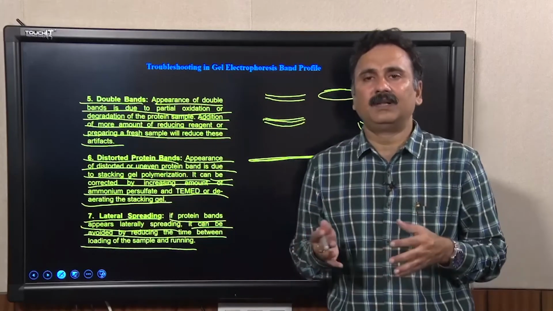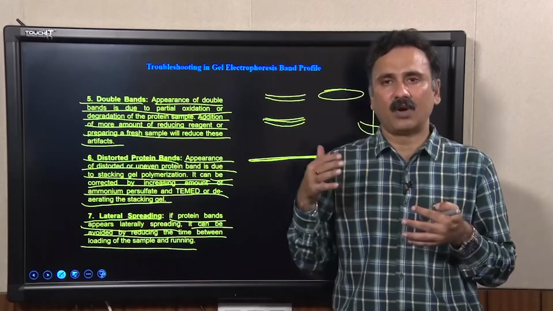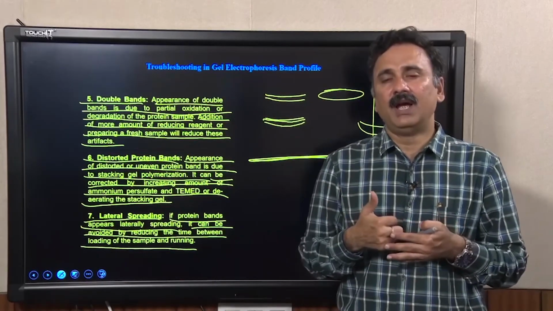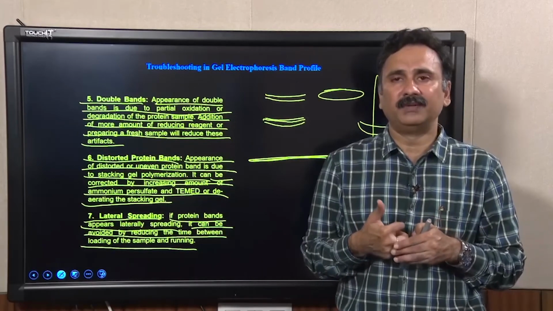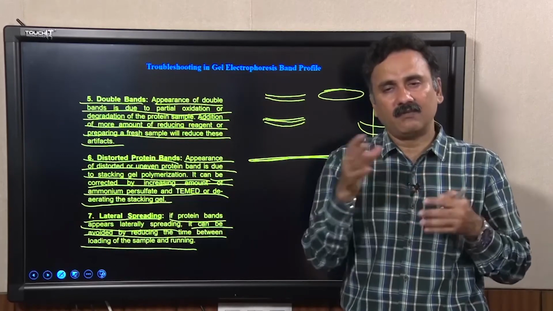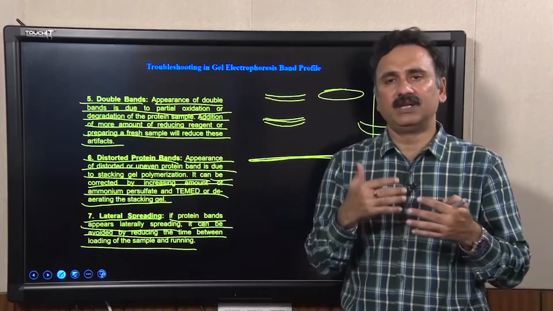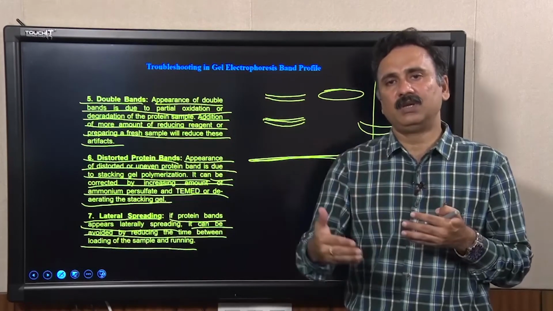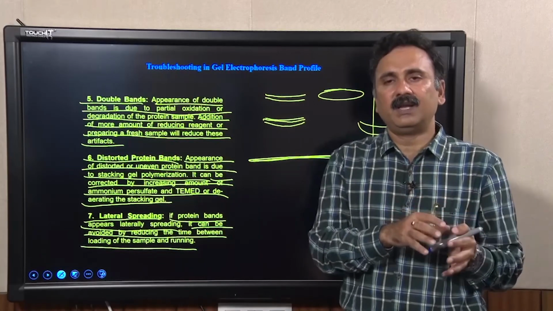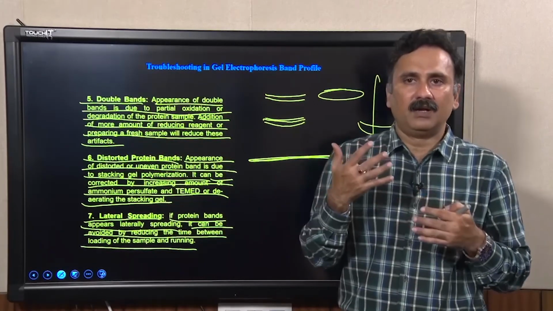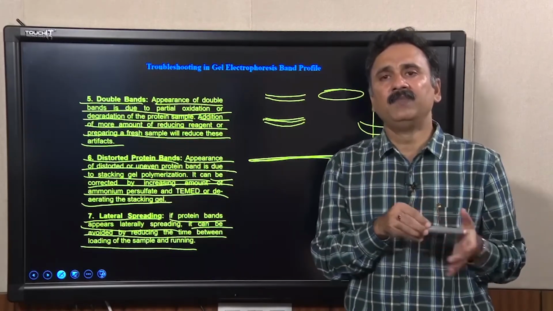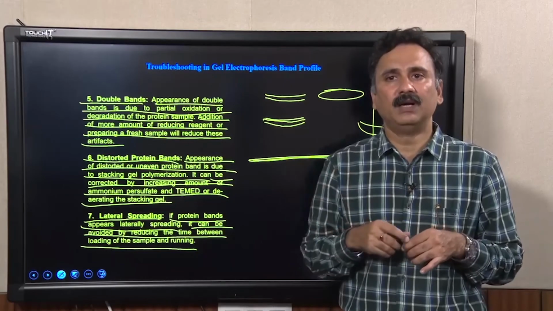So, these are some of the artifacts and problems you will see when you run an SDS-PAGE and stain it with Coomassie Brilliant Blue or silver staining. These problems can be worked out simply by modulating some of the conditions: you can increase the buffer, or make it a slower run, and so on. These are the things you have to consider when resolving the sample on SDS-PAGE.